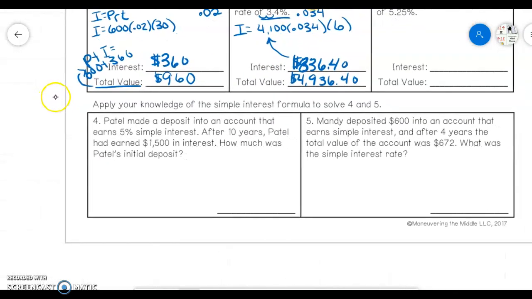I think I'm going to let you go ahead and do numbers 3, 4, and 5. Now, for numbers 4 and 5, notice it gives you the interest, it gives you the years, and it gives you the percentage. So you need to find the initial deposit, or the P. So you're not only going to need to use that I equals PRT formula, you're also going to need to use your knowledge of solving equations to find this answer. Once you're done, you can check the answer key in the Google Classroom.